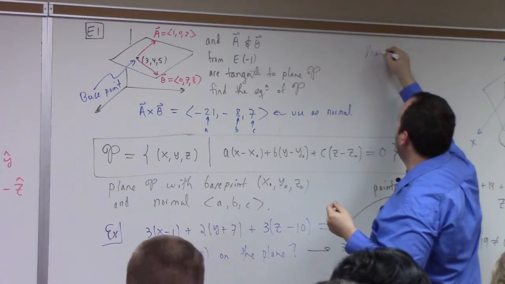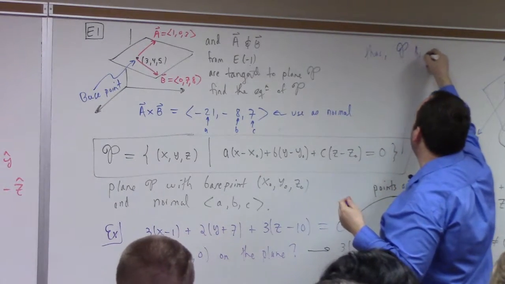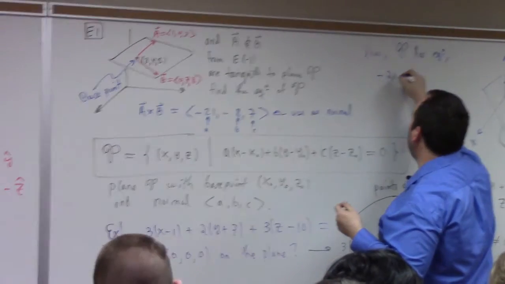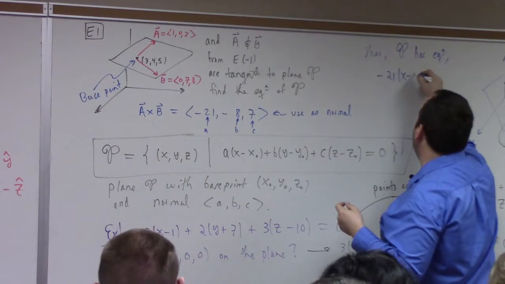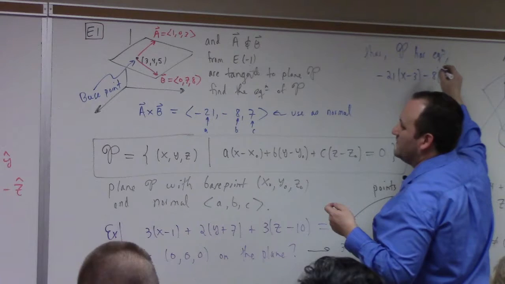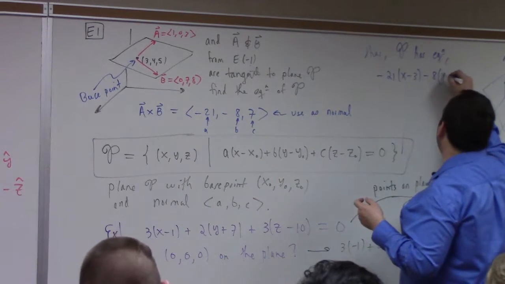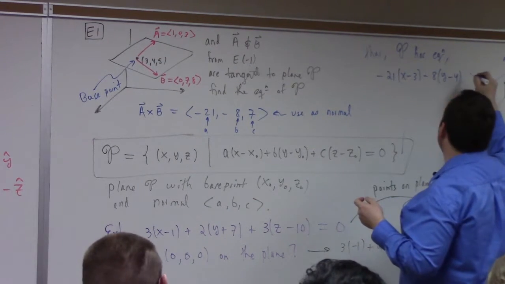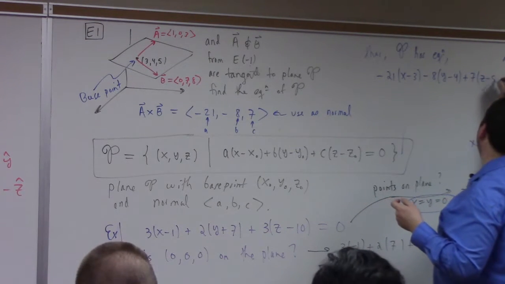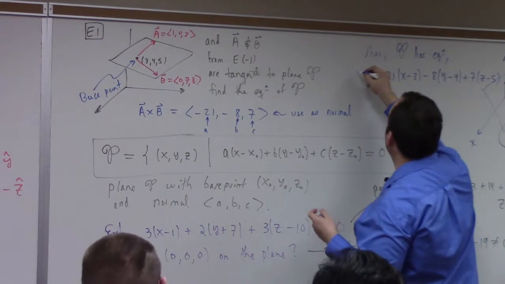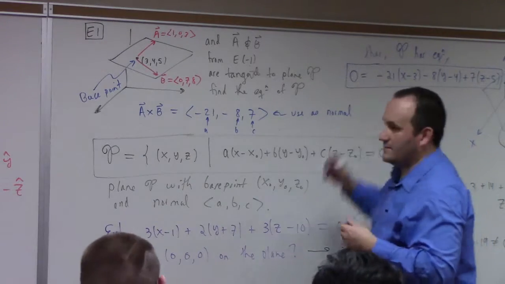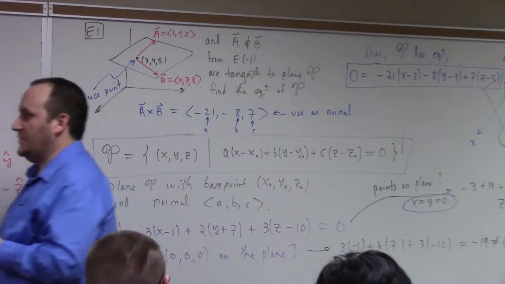So, thus, P has equation minus 21 times x minus 3, minus 8 times y minus 4, plus 7 times z minus 5. And I'll put the 0 over here since it's interfering with my picture. There you go. That's the equation of the plane. That wasn't too bad, was it?